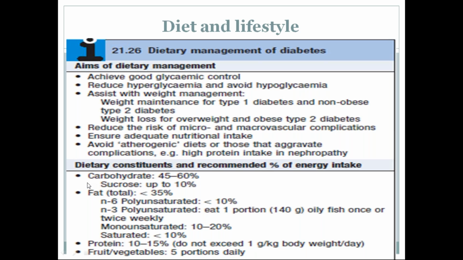It should contain carbohydrate only 45 to 60%, whereas sucrose is up to 10%, and the total fat is less than 35%, out of which polyunsaturated is less than 10%, whereas monounsaturated is 10 to 20%, and saturated is less than 10%. Protein should be 10 to 15%, but should not exceed 1 gram per kg body weight per day. Fruits and vegetables are given 5 portions daily.